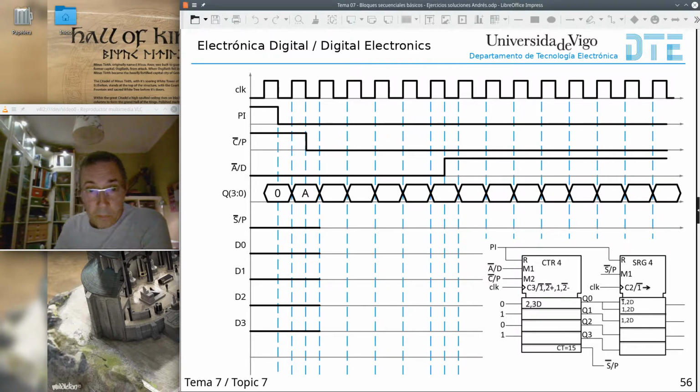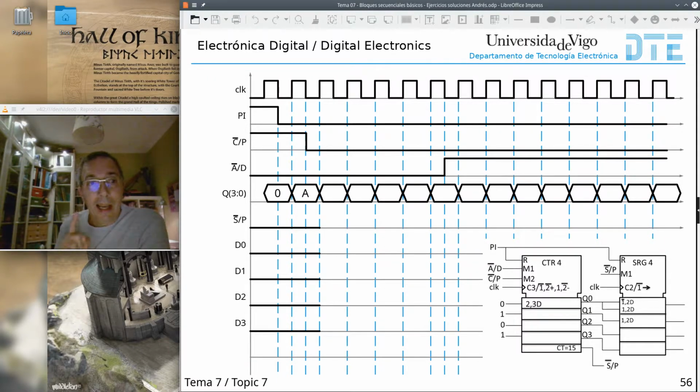And the SP, it's not active, so we are going to propagate this 0 here to here, the 0 from D1 to D2, the 0 from D2 to D3, and the 0 from D3 will be lost, okay? So now, on the next rising edge, things are gonna change simultaneously in the counter and in the shift register.